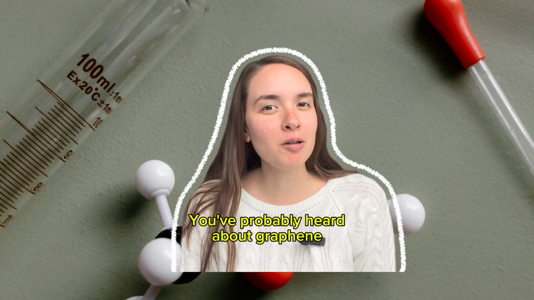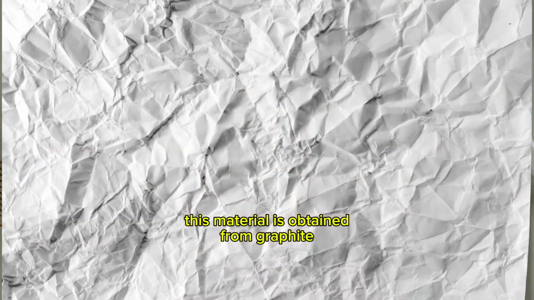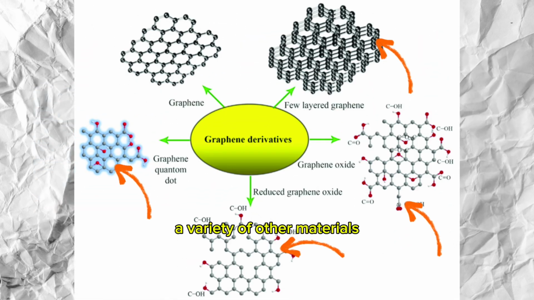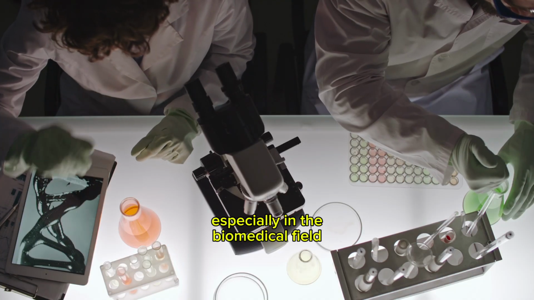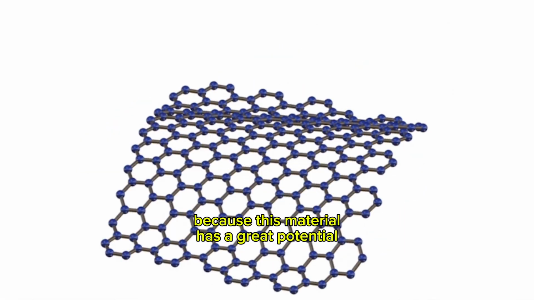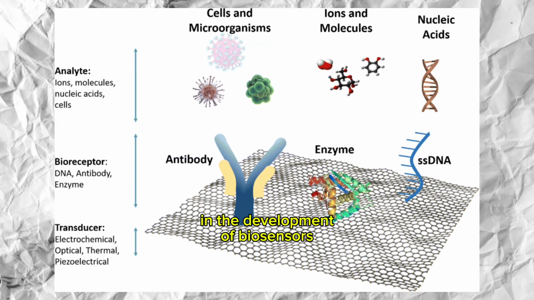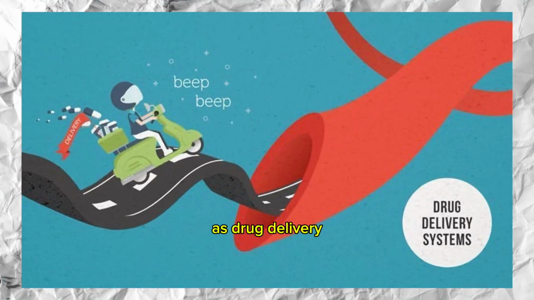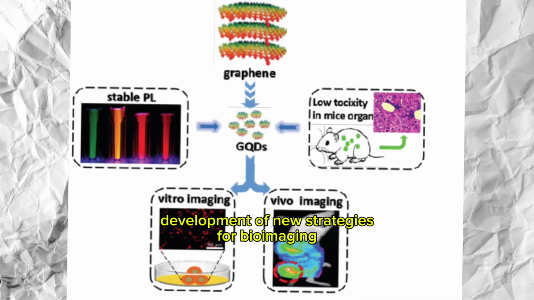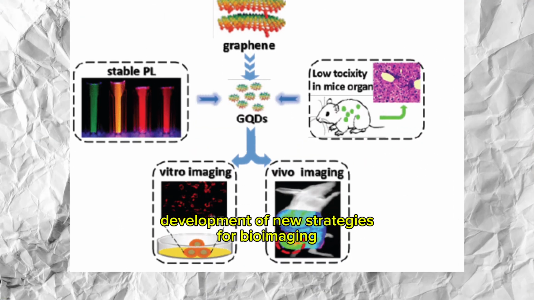You've probably heard about graphene. This material is obtained from graphite and can be used to produce a variety of other materials. It is quite interesting, especially in the biomedical field, because this material has great potential in the development of biosensors, as drug delivery, tissue engineering, development of new strategies for bioimaging, and cancer treatment.